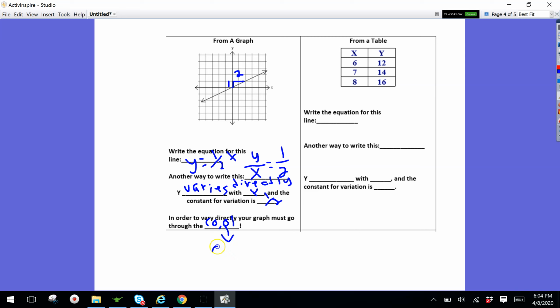Or let's go ahead and write here, origin. All right, now this table right here, a quick way where you can tell if it's direct variation, even if you don't see the 0, 0, is there a number that I can multiply to get from 6 to 12? And does that same number work from 7 to 14 and 8 to 16?